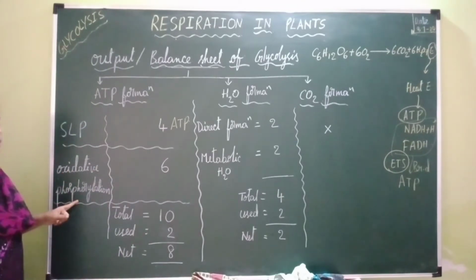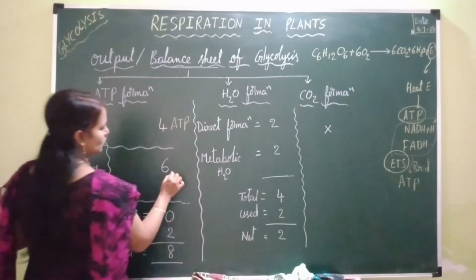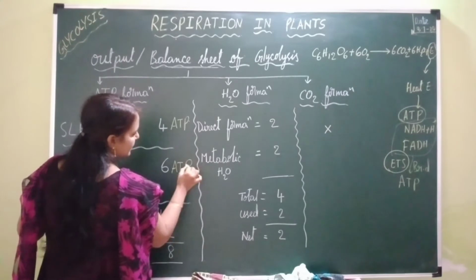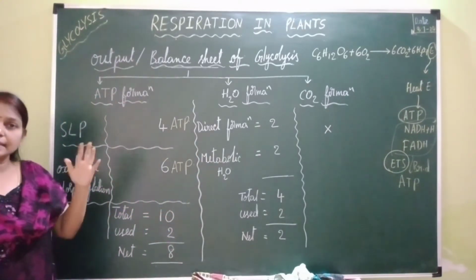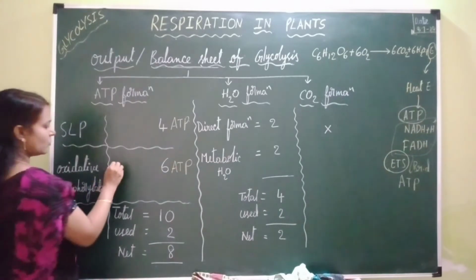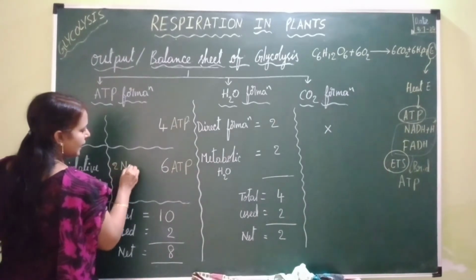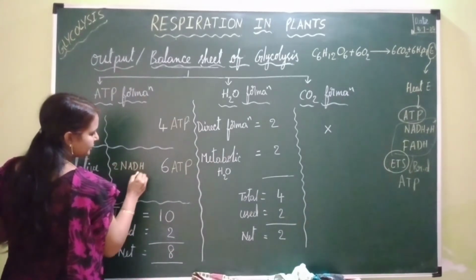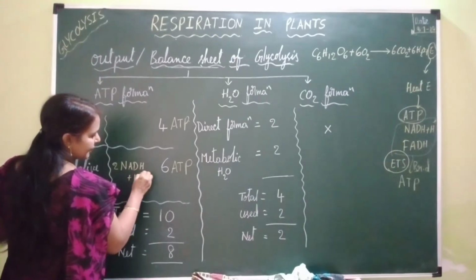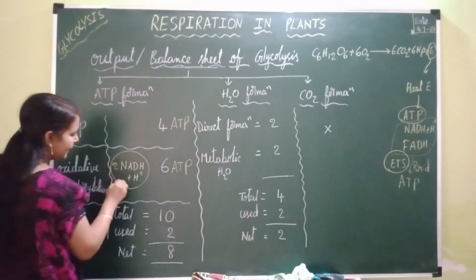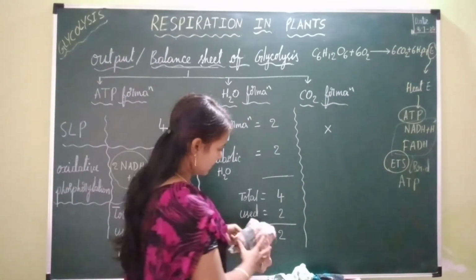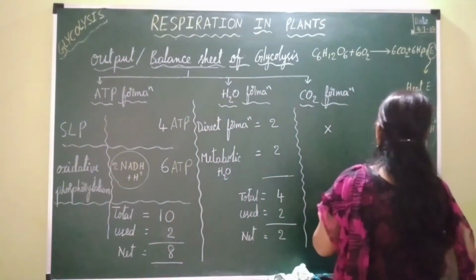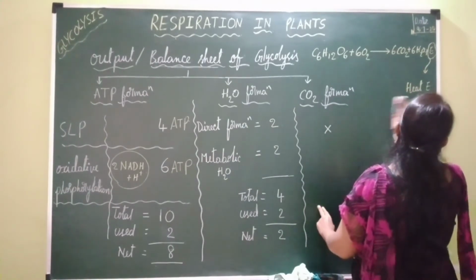Now oxidative phosphorylation. By means of oxidative phosphorylation, totally 6 ATPs will be formed. So where does oxidative phosphorylation occur? It occurs at the 6th step, which results in the formation of 2 molecules of NADH plus H plus. Why is it called oxidative phosphorylation? Let's study. So how will this ATP be formed? Through this NADH plus H plus.